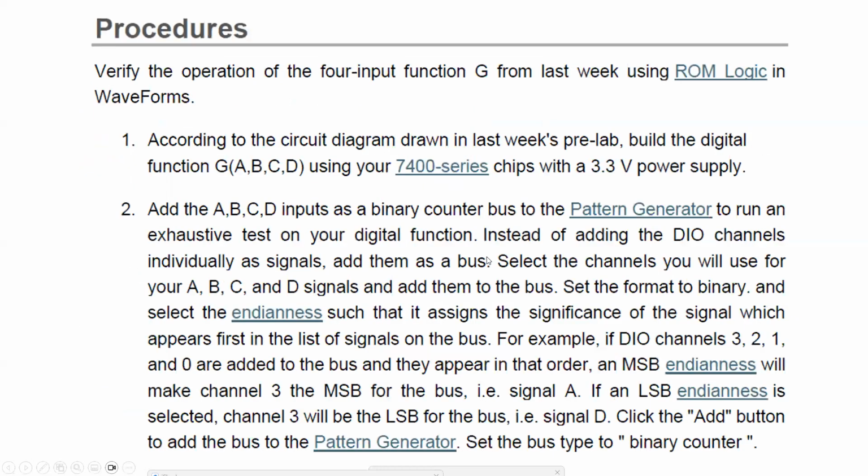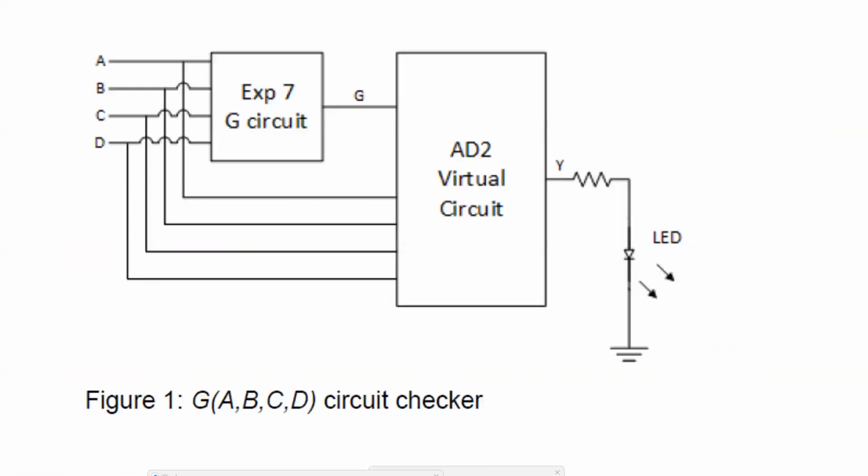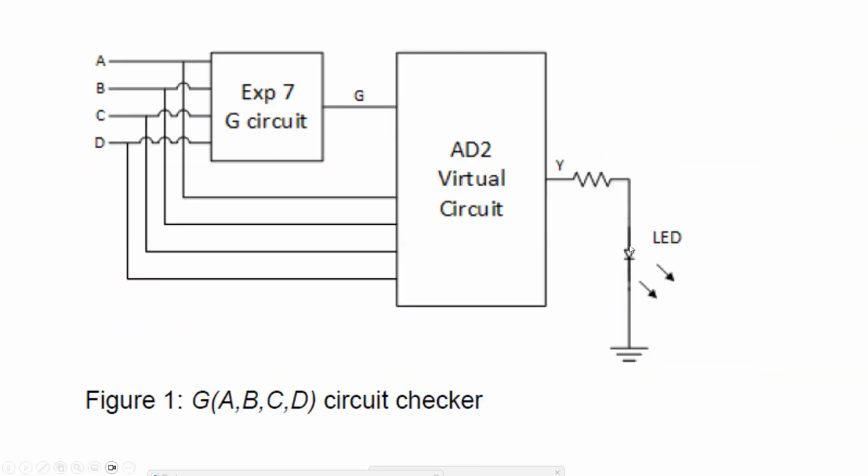I think that's what I told you here. It's not the other way. You have to turn it on when it is incorrect. If it is correct, it should be 0. So as long as the LED is off, that means the output here is correct.